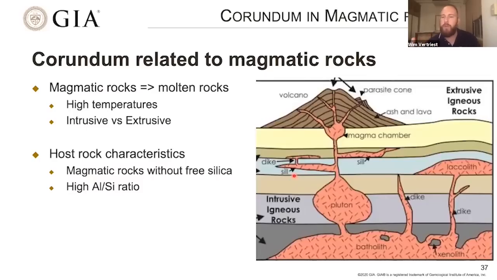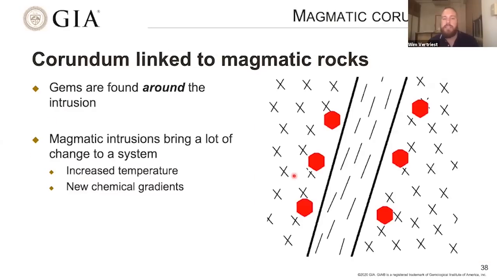Now, of course, if we want them in relation with corundum, we still have that checklist where we don't want that free silica. So we need a lot of aluminum and a relatively low content of silica. Now, the first case is where we have corundum linked to magmatic rocks. So where your gems are found around the intrusion. I think you can all intuitively feel that when you intrude a rock with a molten rock, there's a lot of changes going to happen. I think something that's obvious is the temperature is going to rise around that intrusion.